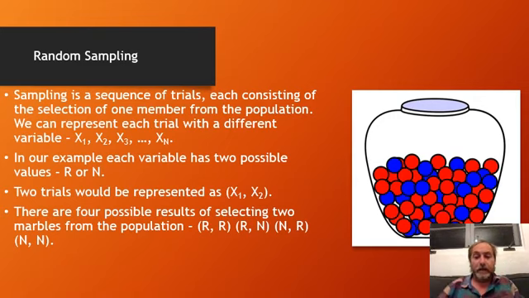In our case, there'd be four possible results of selecting two marbles from the population. You can pull an R and then another R. That's one set of two trials. You could pull an R and a non-red, which would be another possible set of trials. You could pull a non-red and a red, or you could pull two non-reds. Every set of trials will be one of those four, the only possibilities.